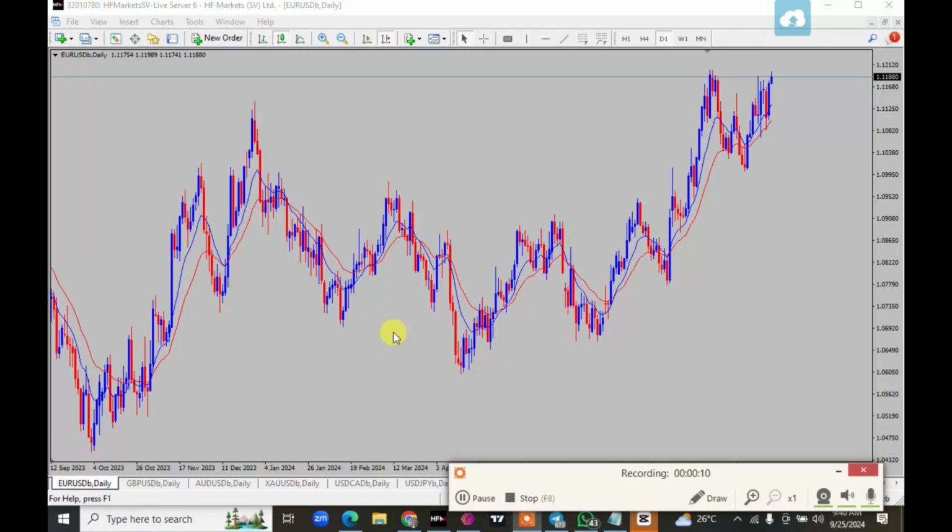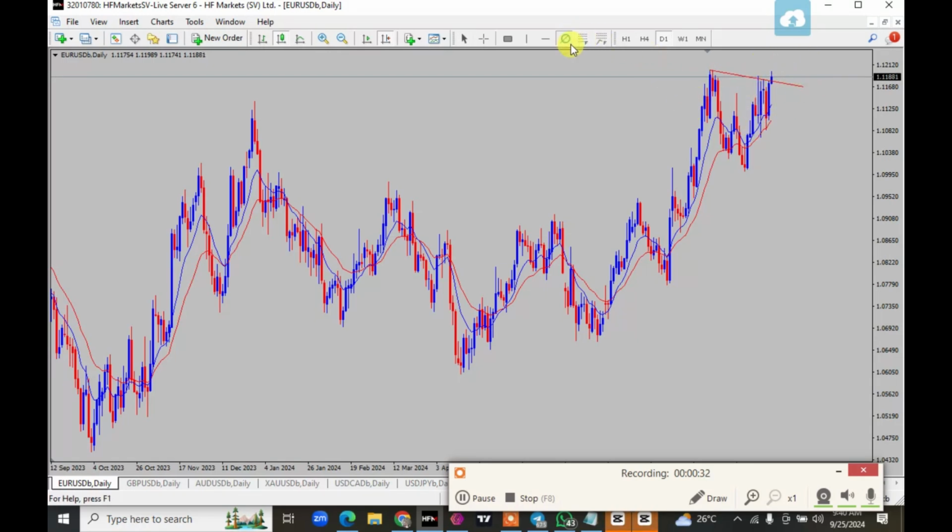Euro USD on my daily chart is still currently on a sideways trend. So long as Euro USD is on a sideways trend, don't expect it to go up for now, except we see a break of this trend line. If we see a break of this trend line, we see price heading higher.